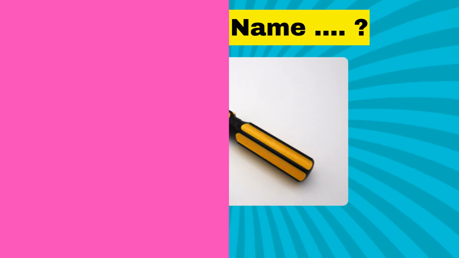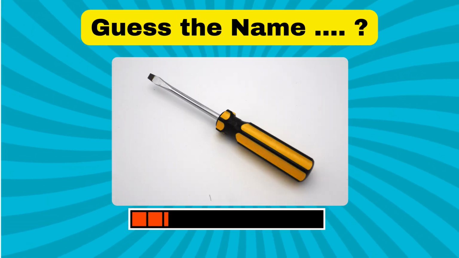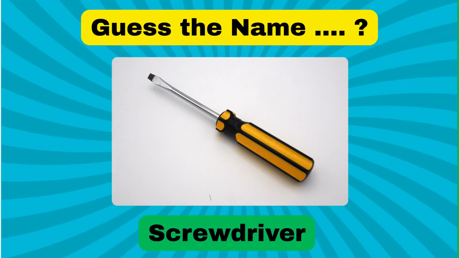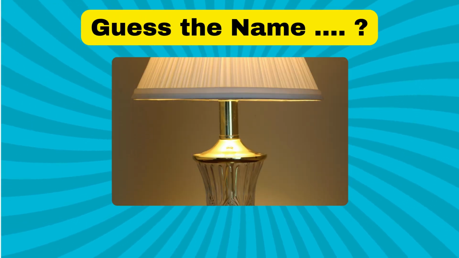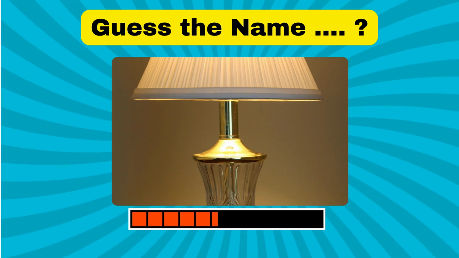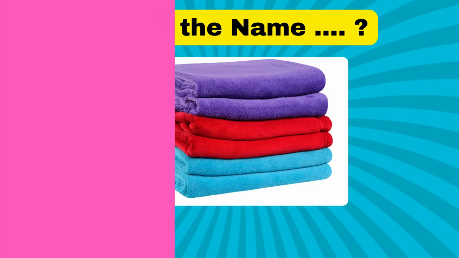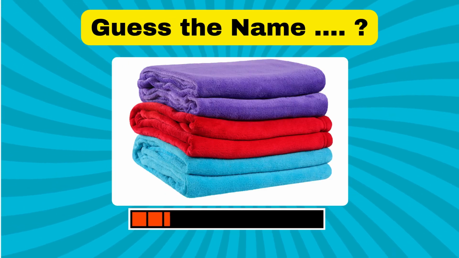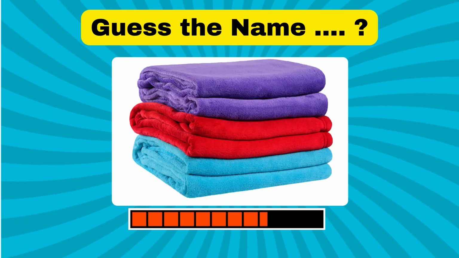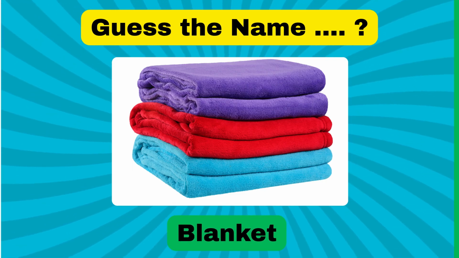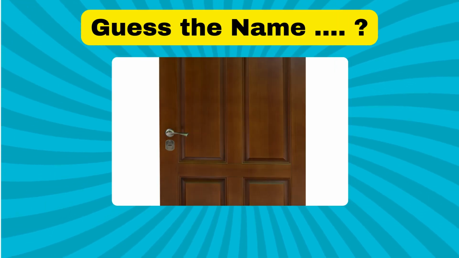What is this? Bottle. Guess the name of this thing. Screwdriver. Can you name this thing? Lamp. What is this thing called in English? Blanket.